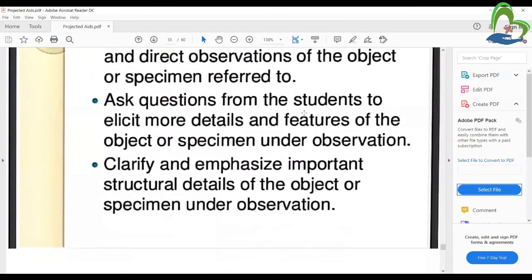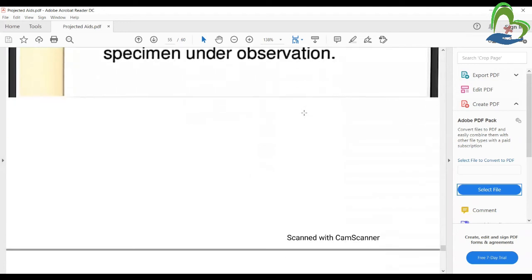Ask the students questions to examine in more detail the features of the object or specimen under observation. Whenever you use a part in the specimens for observation, afterwards replace it. Clarity emphasizes important structure details in the object or specimen under observation. Whenever you see these structures, clarify first and then observe the specimens.